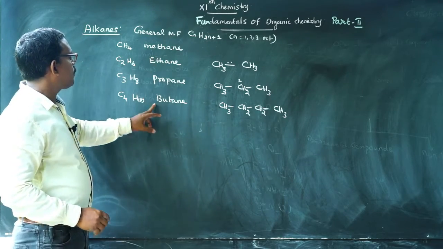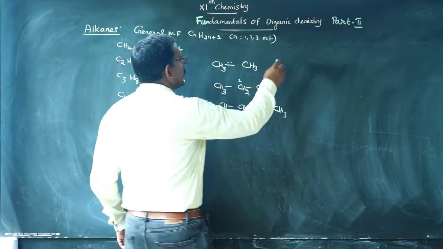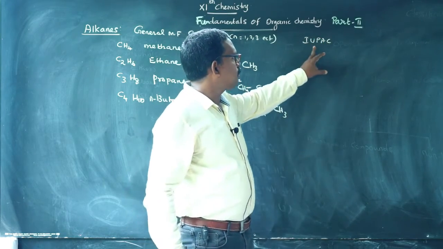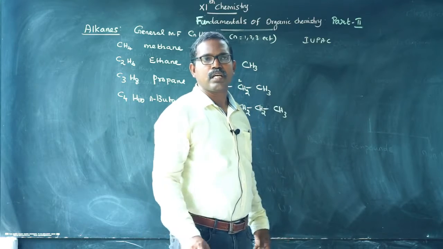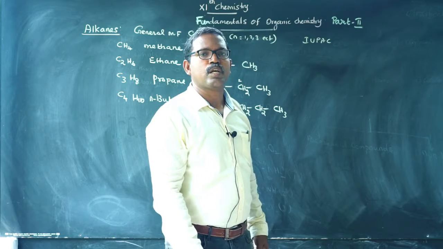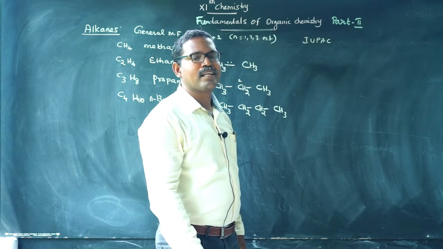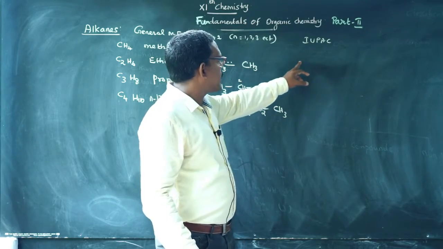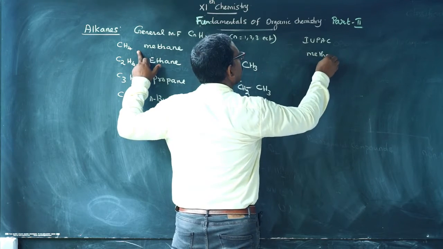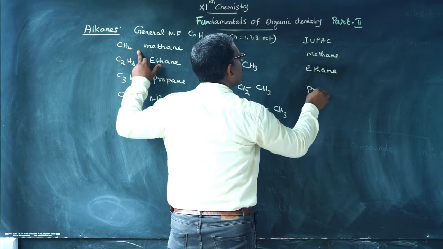Up to these compounds, the common name as well as the IUPAC name are the same. IUPAC, the International Union of Pure and Applied Chemistry, is an organization that in 1993 provided certain rules and regulations to write the IUPAC names of organic and inorganic compounds. So as per IUPAC, the name of the compound is methane. This is ethane, propane.